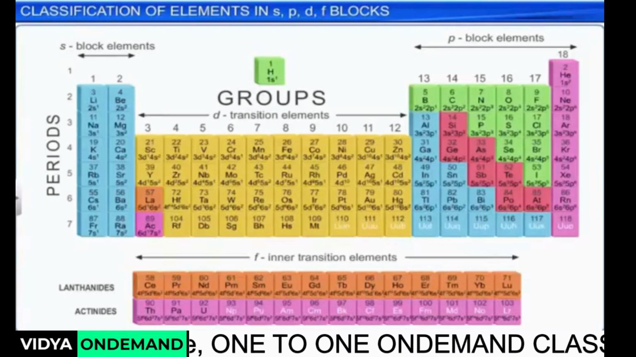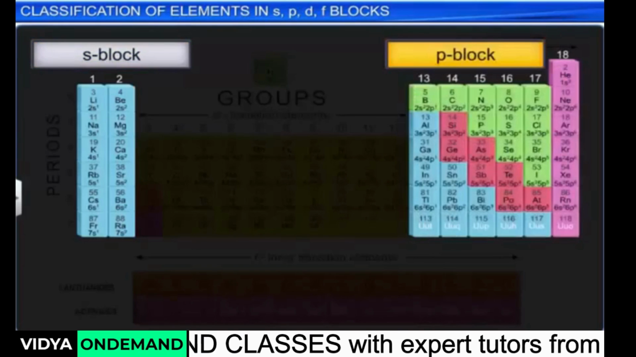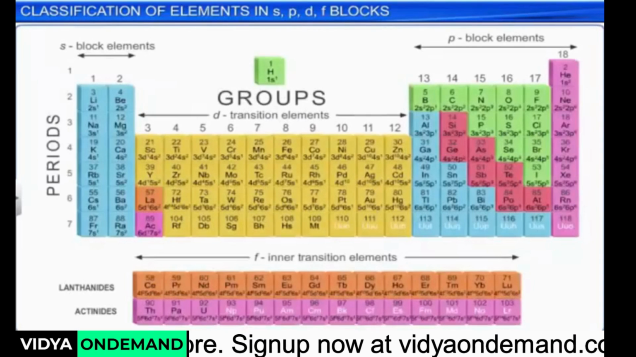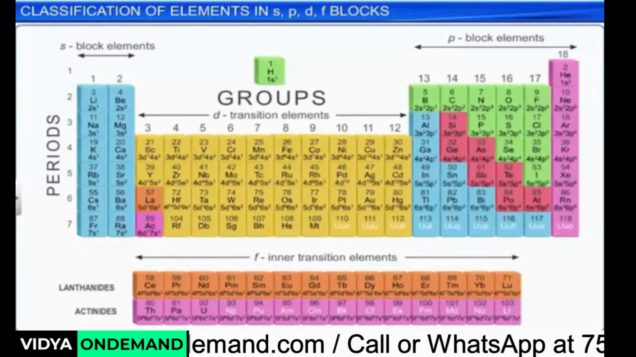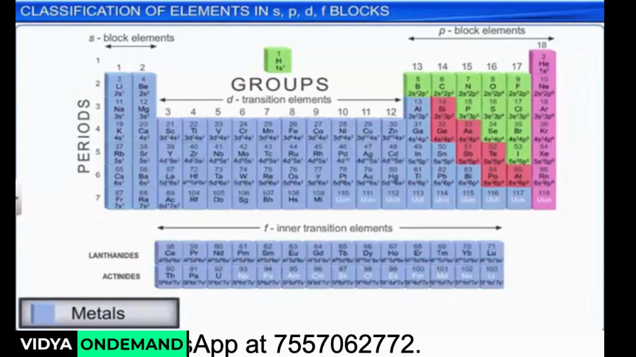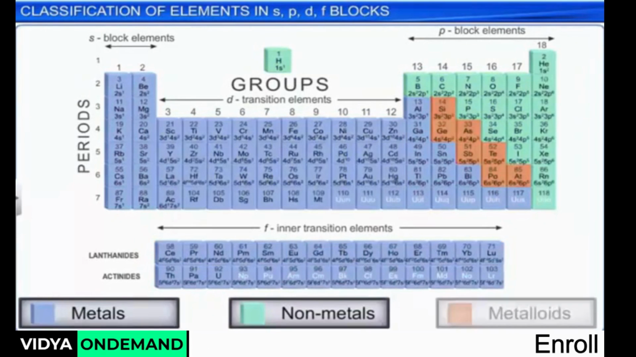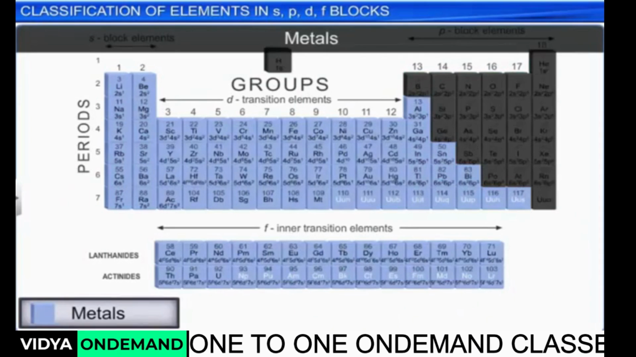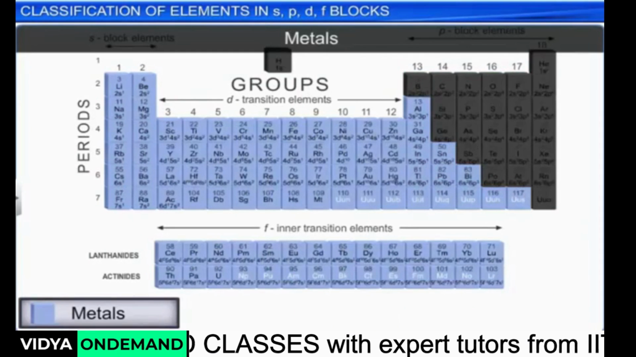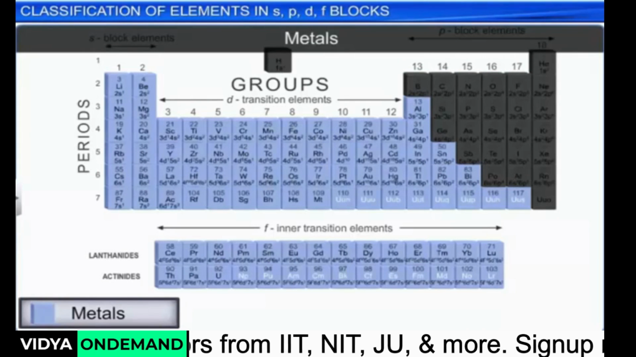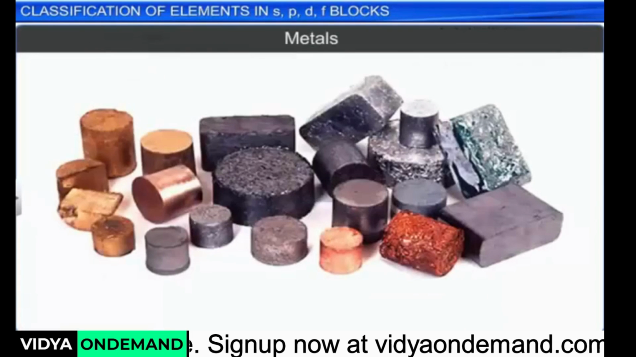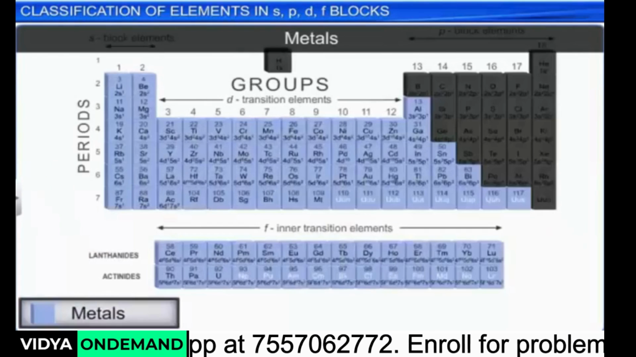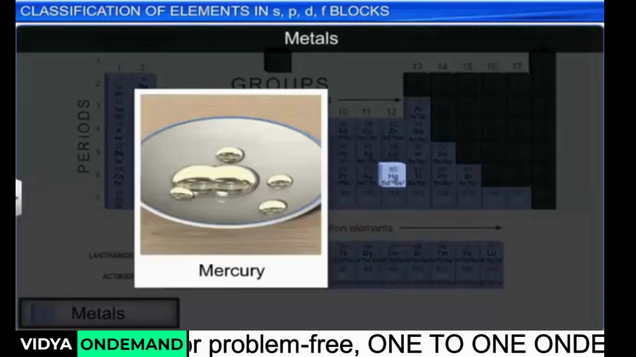Apart from classifying elements into s, p, d, and f blocks, the periodic table also shows the classification of elements into metals, non-metals, and metalloids. Metals have been listed on the left side of the table and form 78% of the known elements. Metals generally exist as solids at room temperature. An exception is mercury, which is liquid at room temperature.